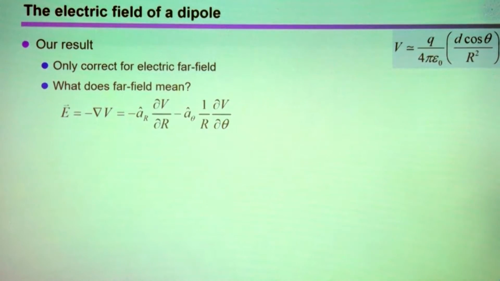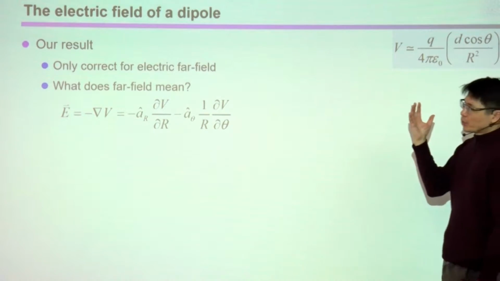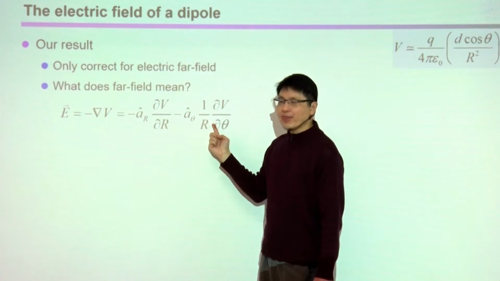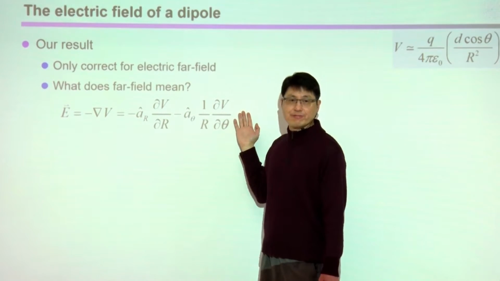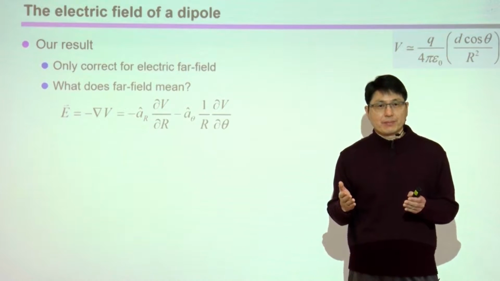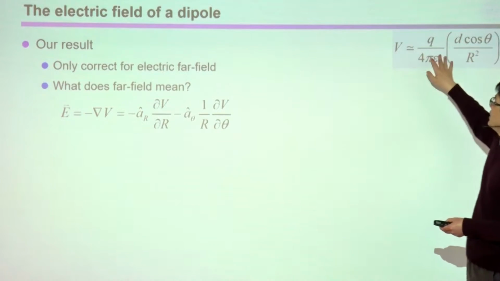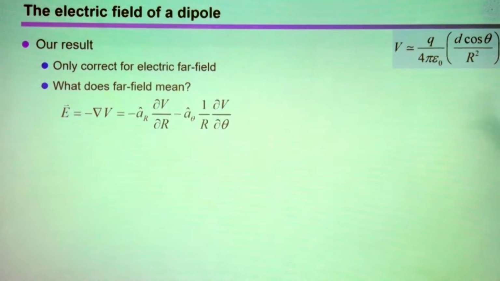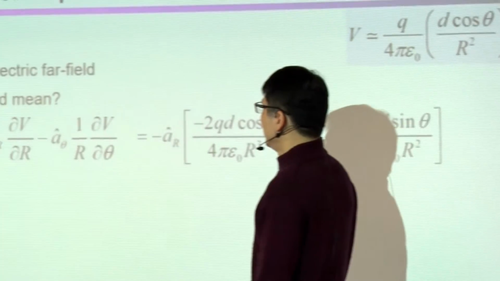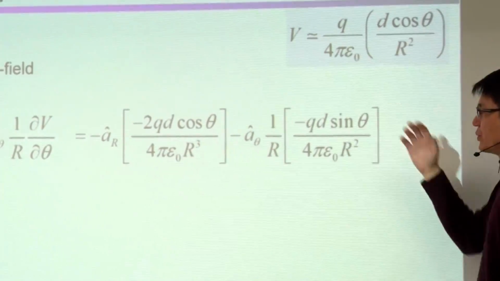Okay? So why is gradient for this case only r dependent and theta dependent? You don't have the phi dependence. You don't have to perform the phi differentiation. Because in our current case, when we're far away from the dipole, we only have theta dependence and distance dependence. Everything is uniform, okay? Okay, so you can just have this result.